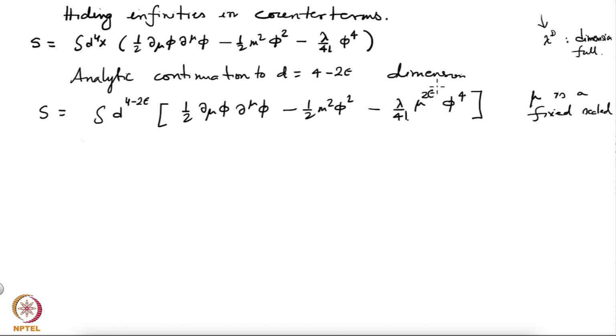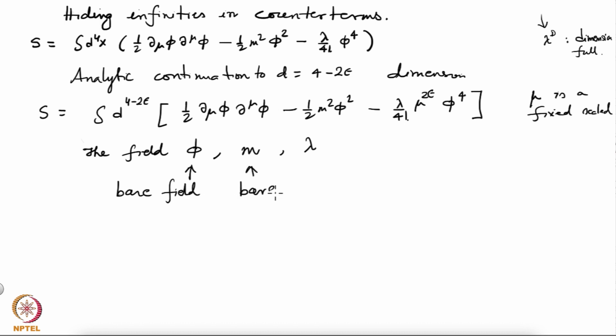Okay, and some notation now. The fields that appear here, the field phi, the parameter m, and the parameter lambda, these are called bare parameters, or bare fields. So this one is a bare field, this is the bare mass parameter, and this is the bare coupling constant.